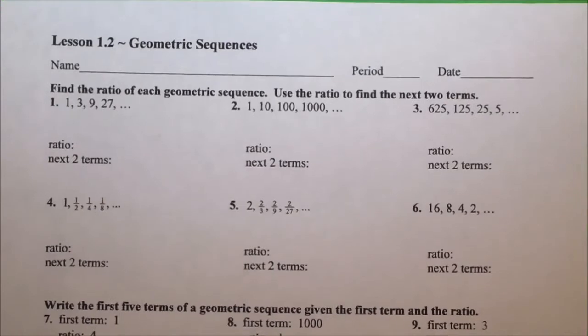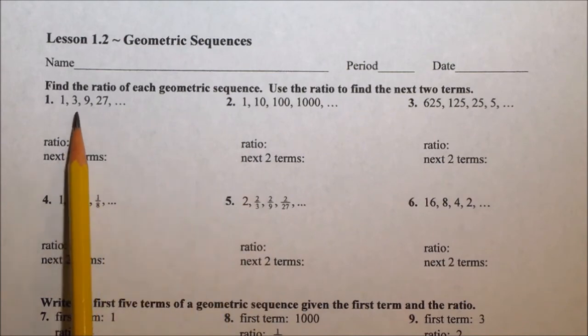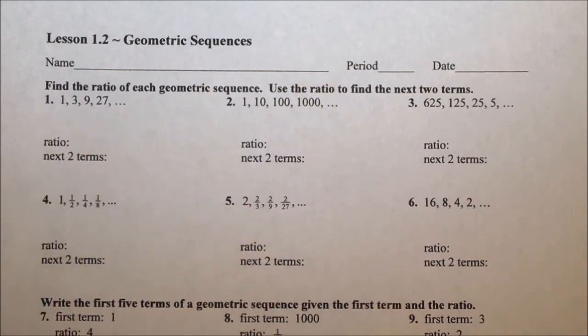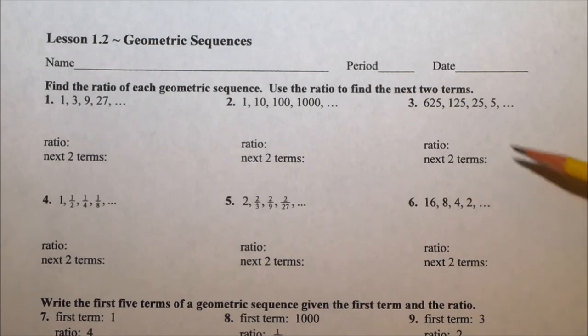The first part of your worksheet says to find the ratio of each geometric sequence and use the ratio to find the next 2 terms. So this is the same as what we did at the top of the practice problems and in your notes. First, you have to pick a term and divide it by its previous term to find out what your ratio is. And then multiply the last number in your sequence by that ratio to find out what the next term is. Okay? Make sure you write down your ratio and the next 2 terms right there. So that's all of this.